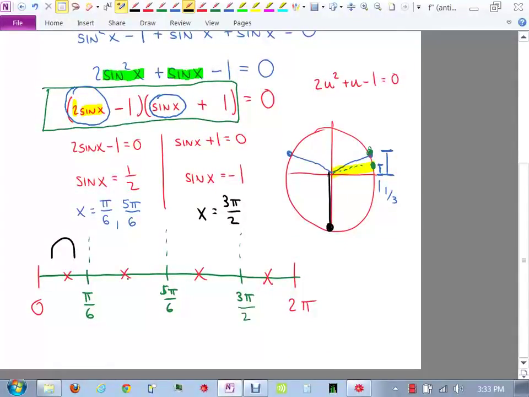Okay, I need a number between pi over 6 and 5 pi over 6. There's a good one right here, right at the top, pi over 2. So what is sine of pi over 2? 1. So plug into that same one that I have boxed there. What's 2 times 1? 2 minus 1 is 1. So that first box, this first thing, is a 1. And then plug in over here, what's this going to be? 2. So 1 times 2 is 2. So it's positive. What does that mean? Concave up.